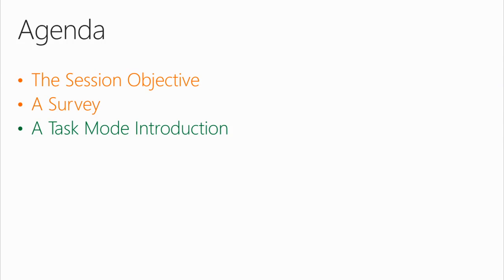We have a really simple agenda, okay? The session objective is one thing we're going to cover. A survey is something we're going to look at, and we're going to look at it twice. Once in the beginning, and then we're going to come back to it at the end and see what you think about the responses when we get done.